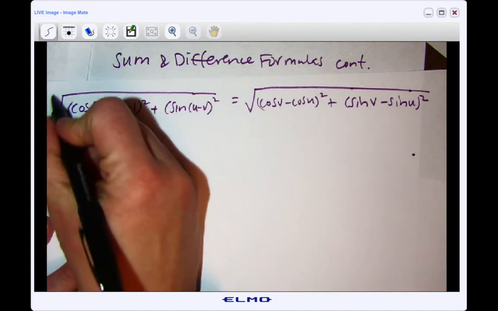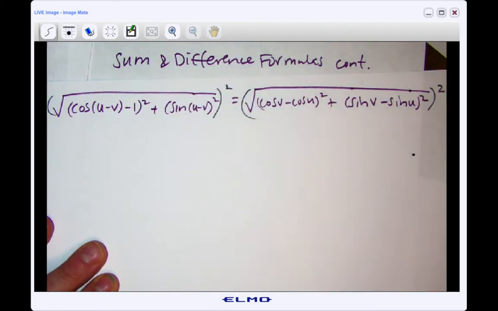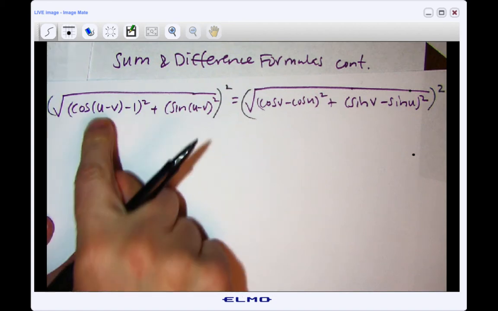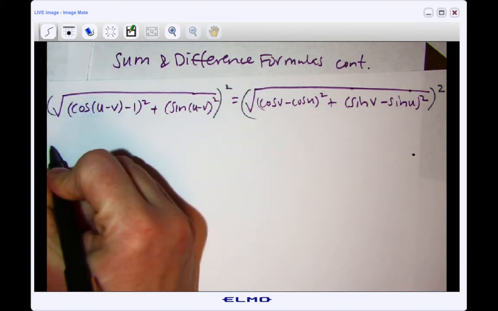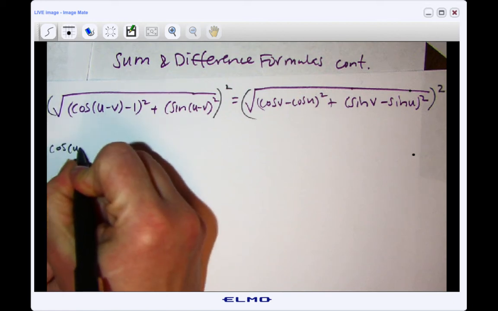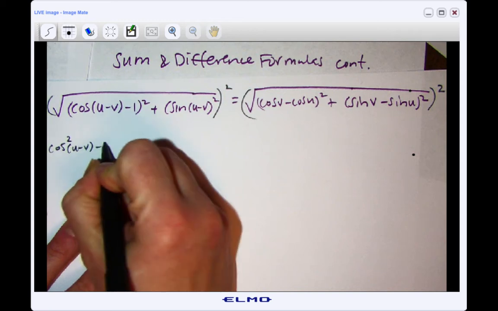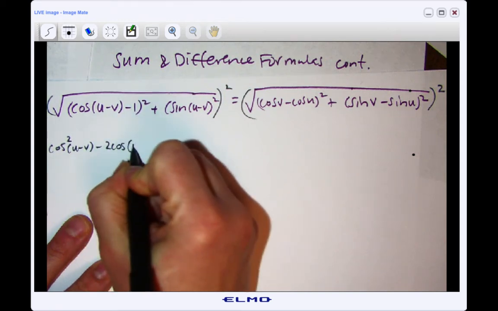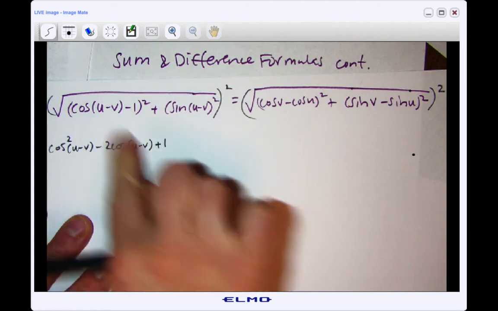Now, of course, to simplify this, I'm going to square both sides and get rid of those radicals, if that's okay. So the next step, I'm just going to square out this stuff. This first one, when I square it, it's going to be cosine u minus v, and it gets a little bit tedious, but it's not the worst thing. You're going to see in a second. It's actually not bad, especially if you know how to square your binomial. So that's this binomial squared.